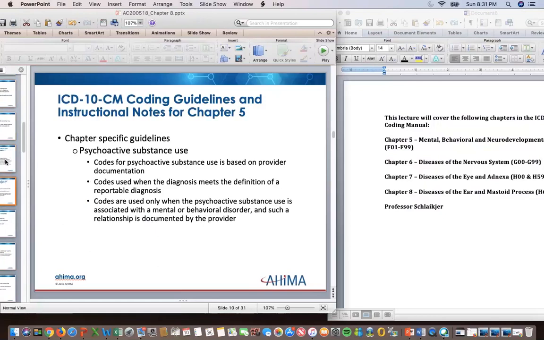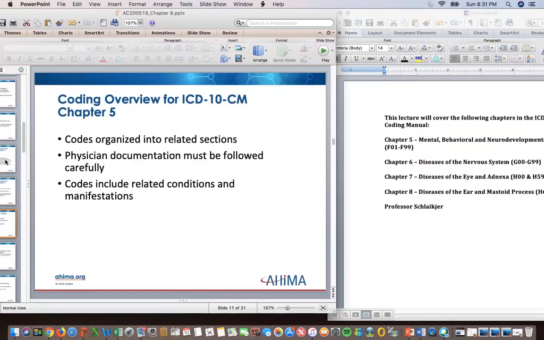As with all chapters, your physician must document that diagnosis before it can be used, and the chart must show substantial evidence that the diagnosis was verified. So codes are organized into related sections. Physician documentation must be followed carefully, especially in mental health. You don't want to be giving someone a diagnosis that they don't have. In my opinion, there's no rule out in mental health disorders. You either have it or you don't, and I'm very careful not to put a diagnosis on a patient's chart if it's not been verified.